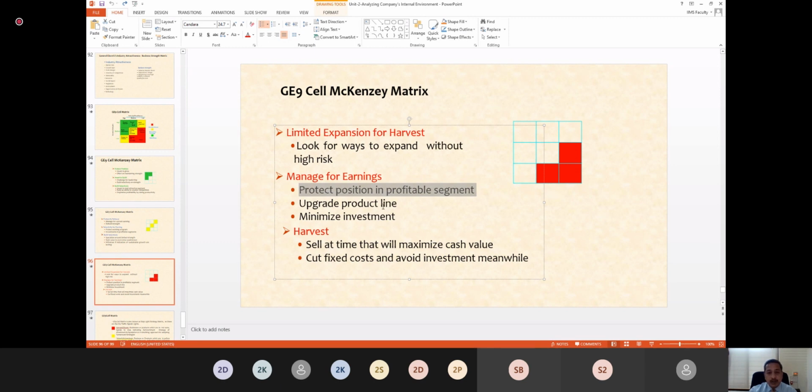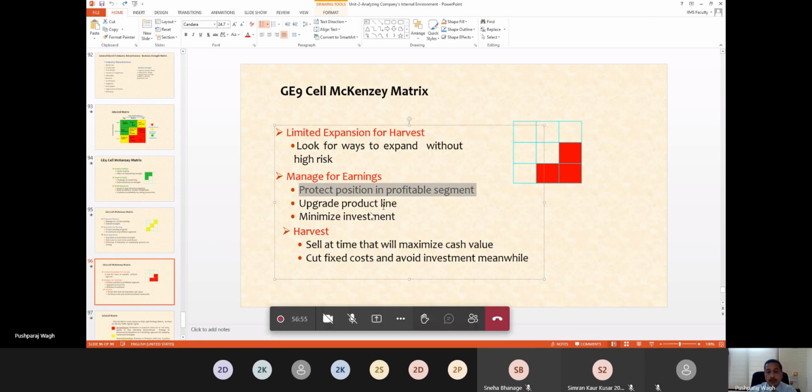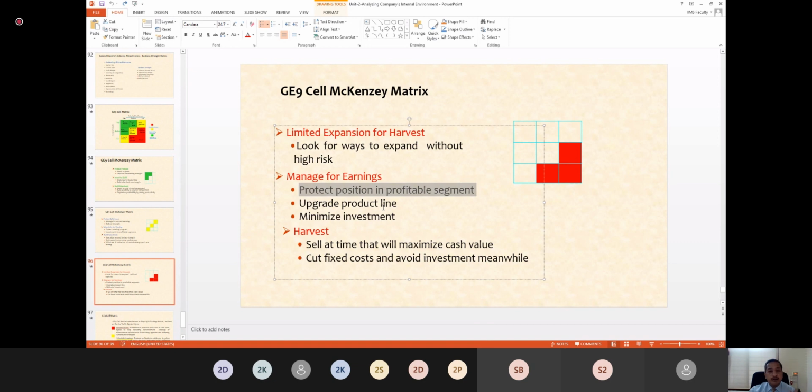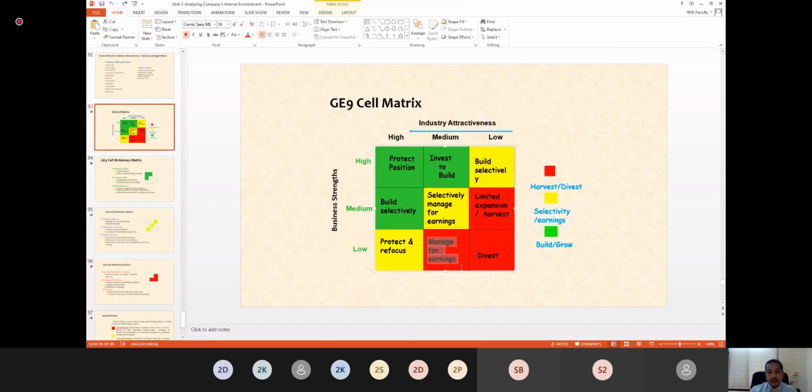We can upgrade the product line. As the industry is moderately attractive, we can upgrade the product lines, or we can minimize the investment. So these three things can be done, and strategies can be developed along these three lines for this kind of segment of businesses that is managed for earnings.